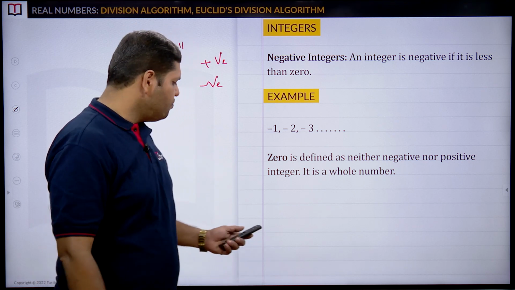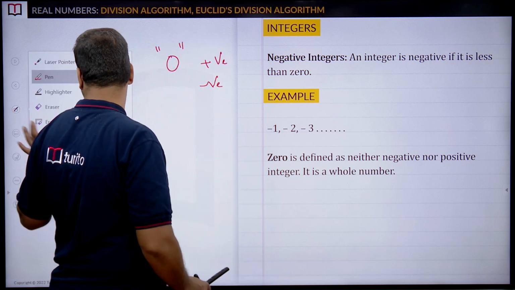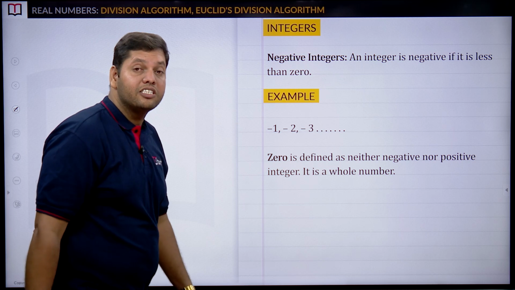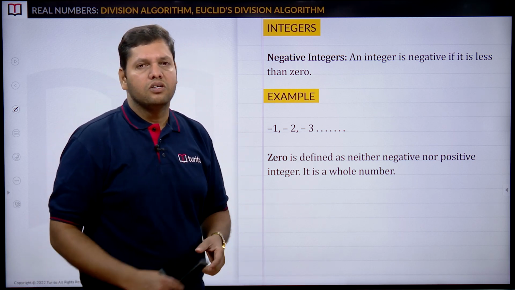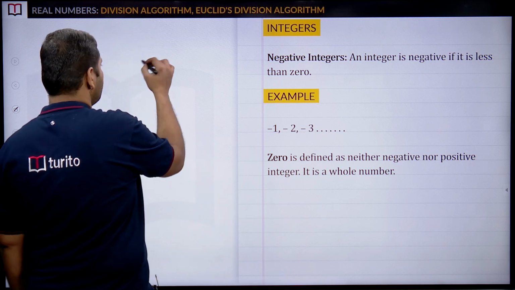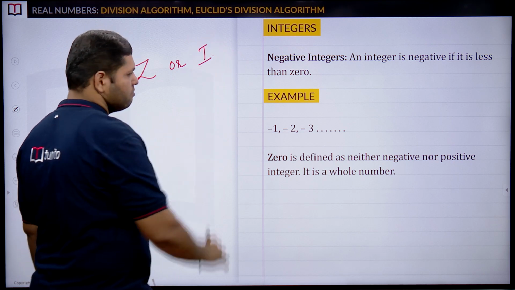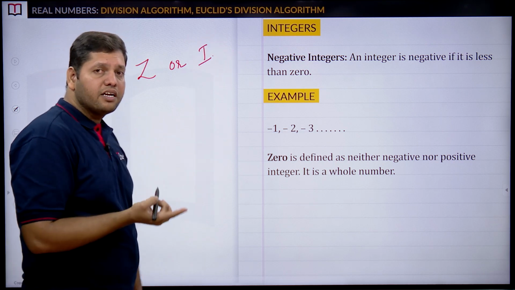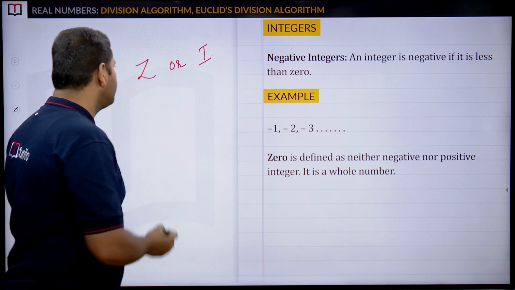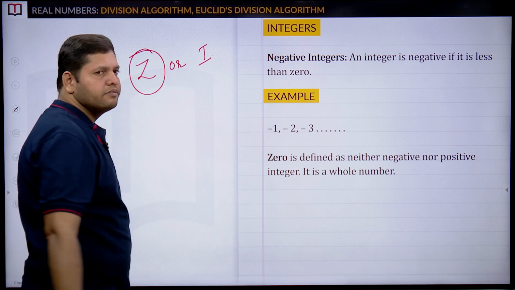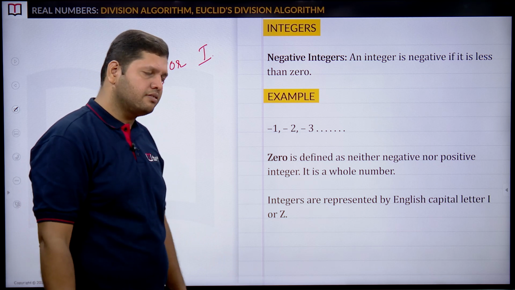Fine. But how are we going to represent the integers? Which symbol do we use, children, to represent the set of the integers? Children, we use two symbols, two letters. One is Z or one more is I. You can use capital Z or you can use capital I, any one, children. Generally we go for only capital Z. Okay, we can use capital I or we can use capital Z.